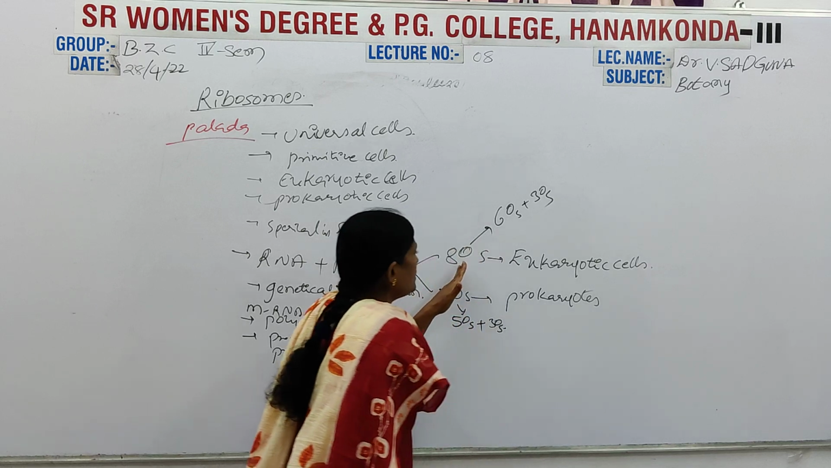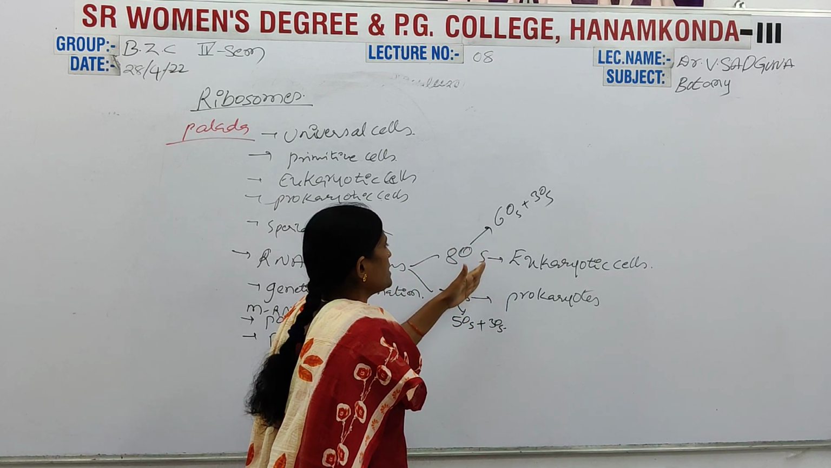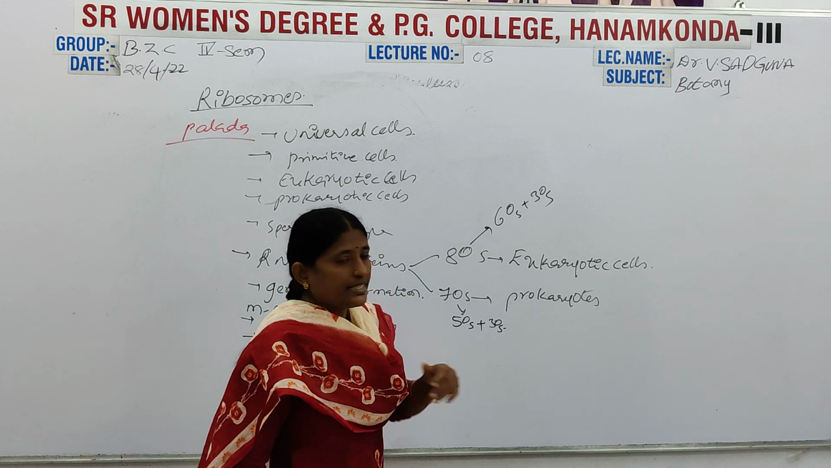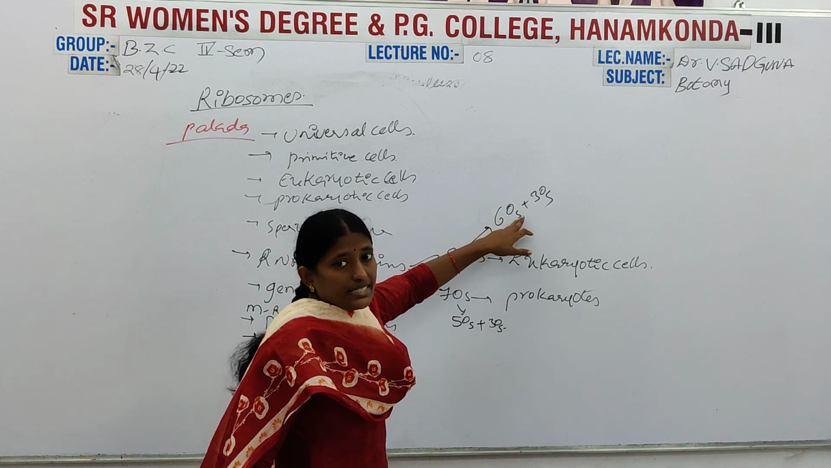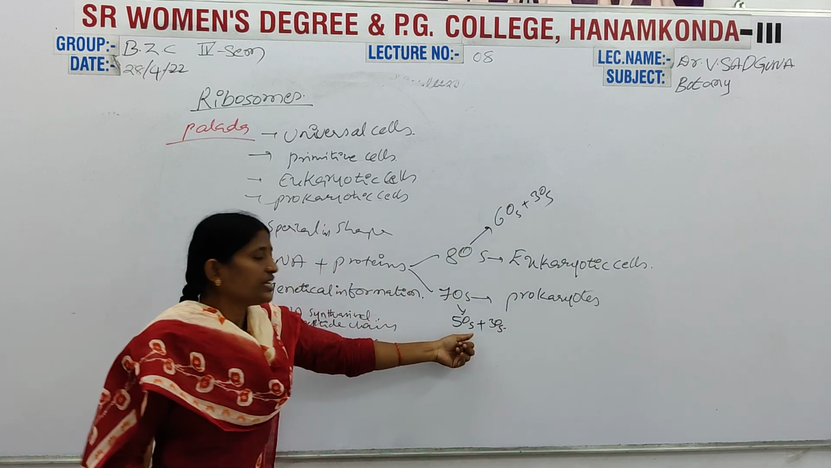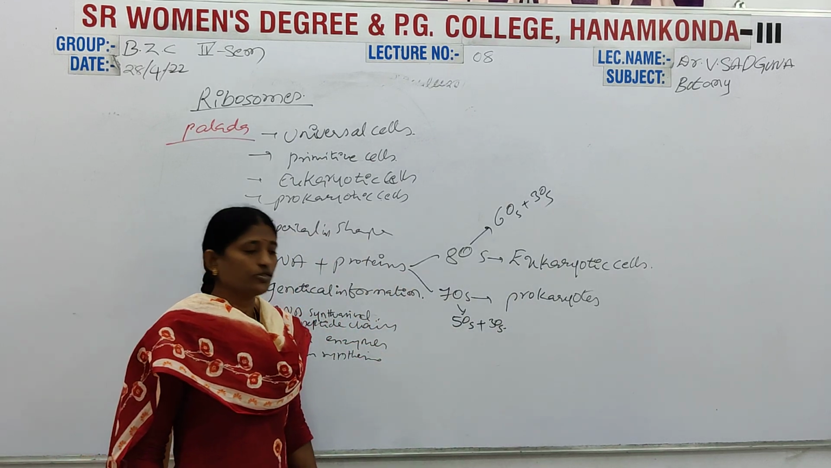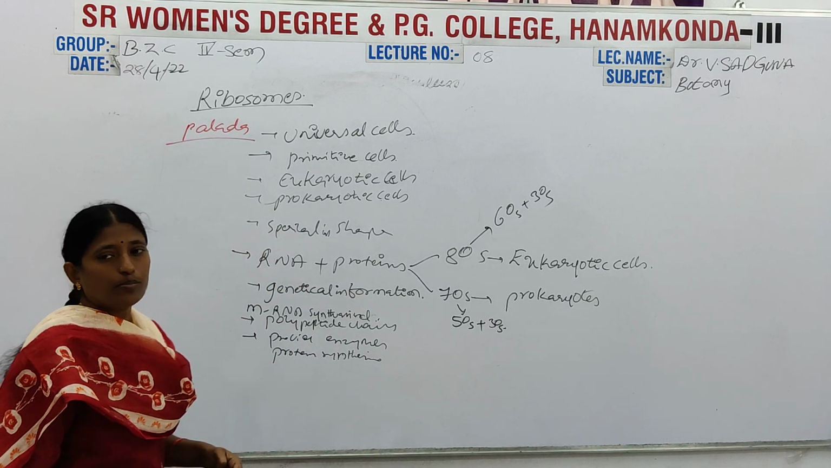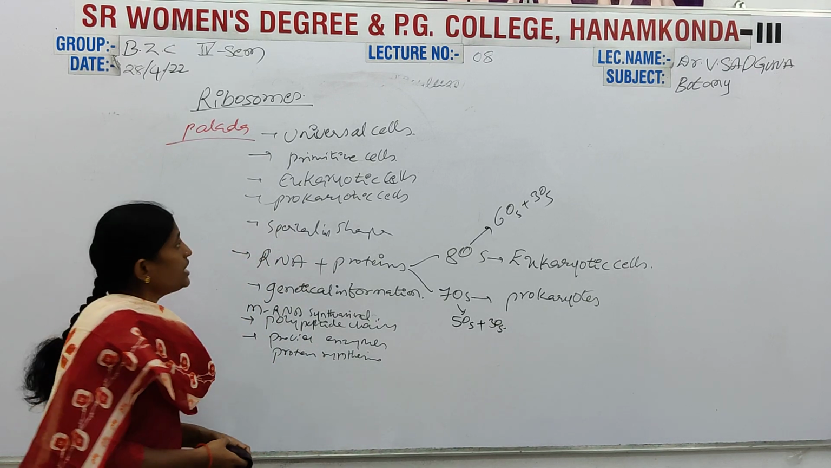The 80S ribosome is subdivided into 60S plus 40S, and the 70S is 50S plus 30S. These are the different types. The next topic is the Golgi complex.